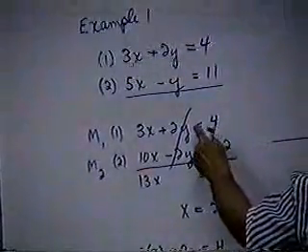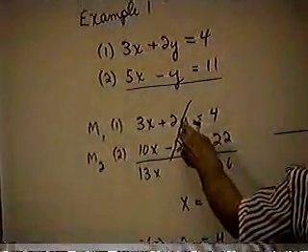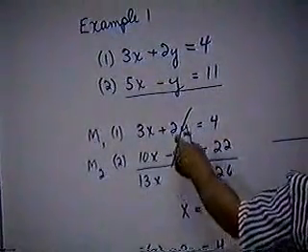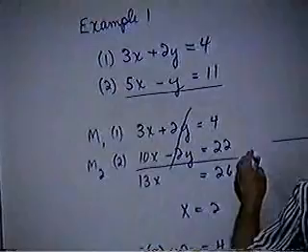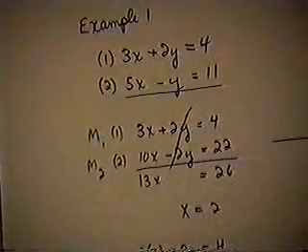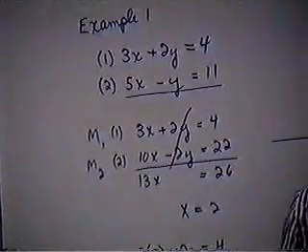You simply multiply the top equation by the coefficient of the bottom one, and the bottom equation by the coefficient of the top, and then make it where they're opposite signs, and when you add, that letter will drop out. All right, let's continue the problem now.